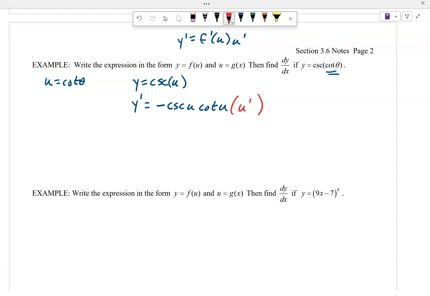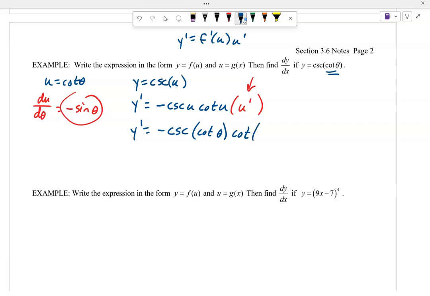So let's go over here and take u prime. This time it's in terms of theta, du d theta, so u prime would be the derivative of the cotangent, which is negative cosecant squared. That's what's going to go in right there. So y prime equals negative cosecant u, and we need to put our u back in. Our u is cotangent, so cotangent of the cotangent, there's our u again. And then u prime, what's our u prime? Negative sine.